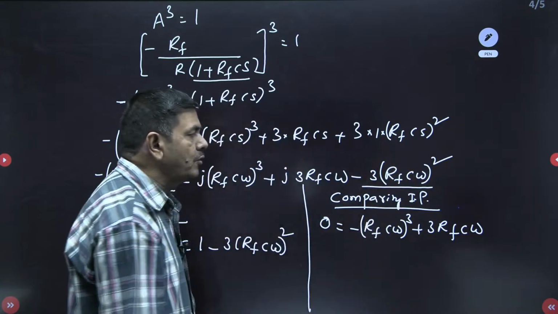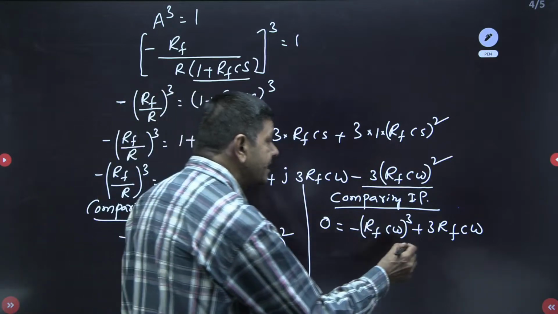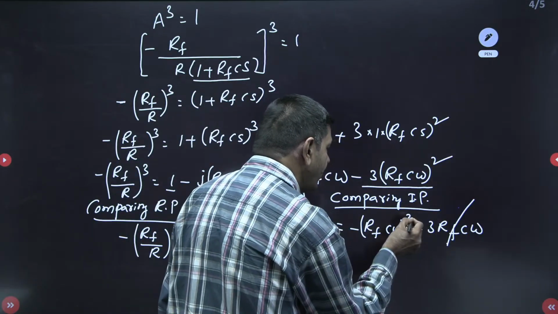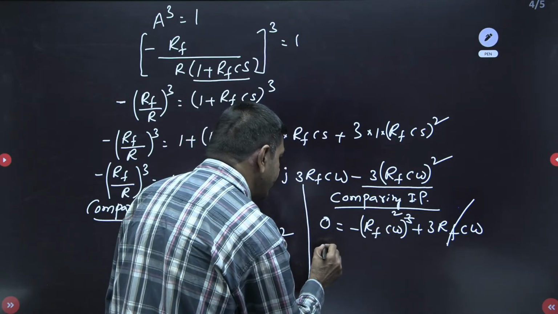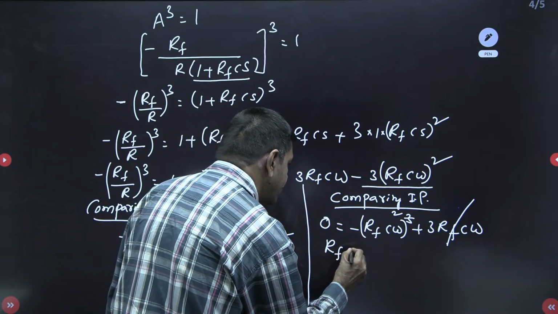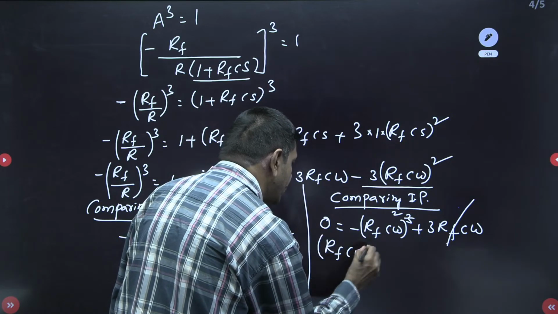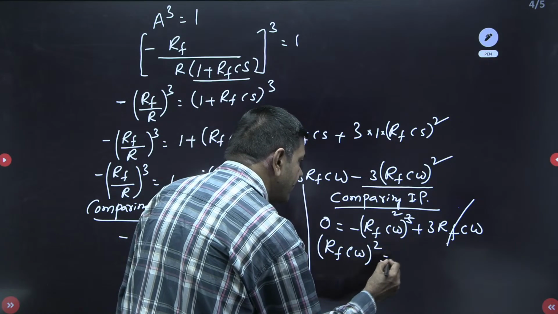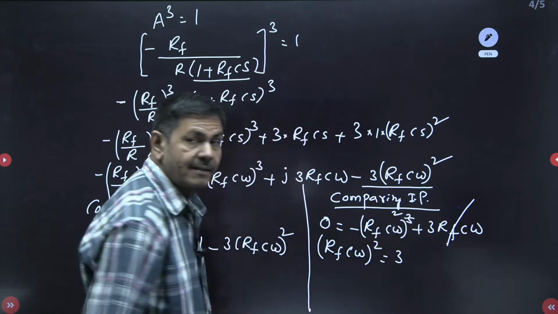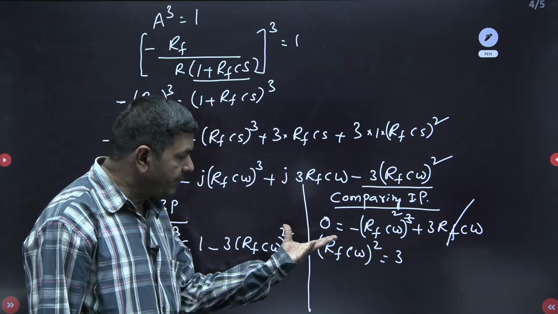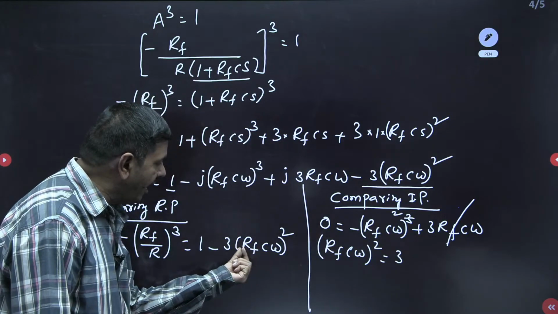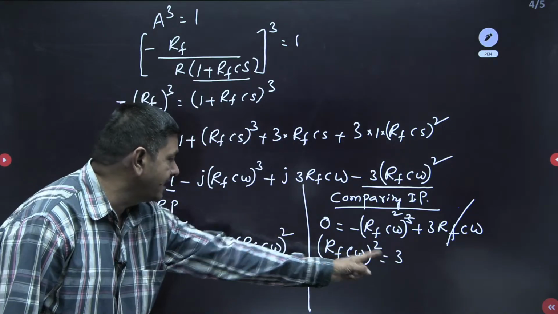We don't have any more imaginary part. I can cancel one RF C omega from each term, and still some is left. Finally, (RF C omega) whole square equals 3. This is the value I can substitute: (RF C omega) whole square equals 3.